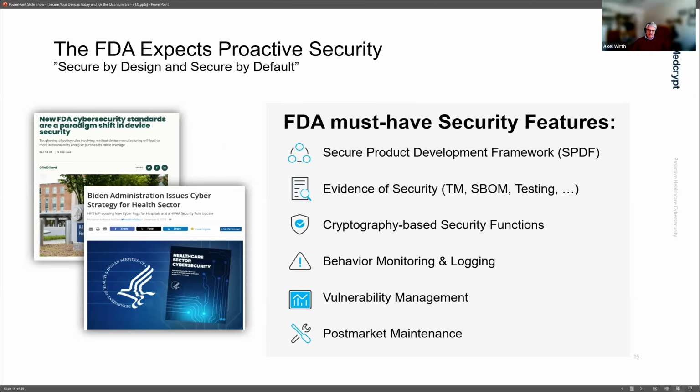So in general, high level, FDA expects you to have a secure product development framework in place, that you provide evidence of security and security processes, your threat modeling, your CBOM, your testing, your traceability, and so forth, that you have cryptography-based security implemented where appropriate, that you can monitor behavior and log and do your post-market surveillance, that you can manage both pre- and post-market vulnerabilities, and that you demonstrate that you have a plan in place to maintain your device's post-market security posture. Next, please.